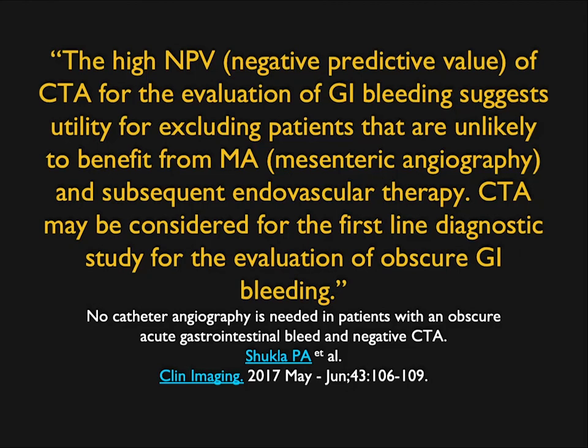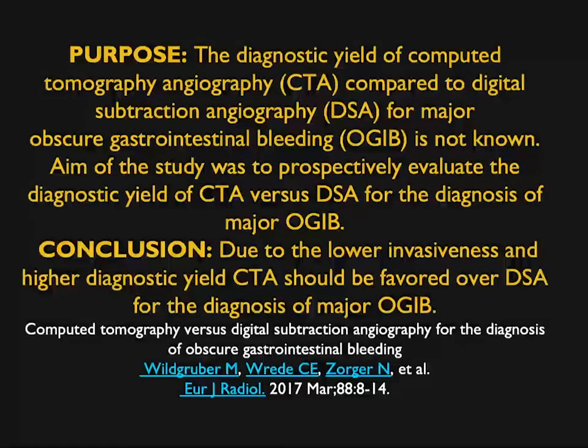This article by Shukla: the high negative predictive value of CTA for the evaluation of GI bleeding suggests utility for excluding patients that are unlikely to benefit from angiography and subsequent therapy. CTA may be considered for the first-line diagnostic study for the evaluation of obscure GI bleeding, and that indeed is the case. And this other article by Wildgruber: due to the lower invasiveness and higher diagnostic yield, CTA should be favored over DSA for the diagnosis of obscure GI bleeding.